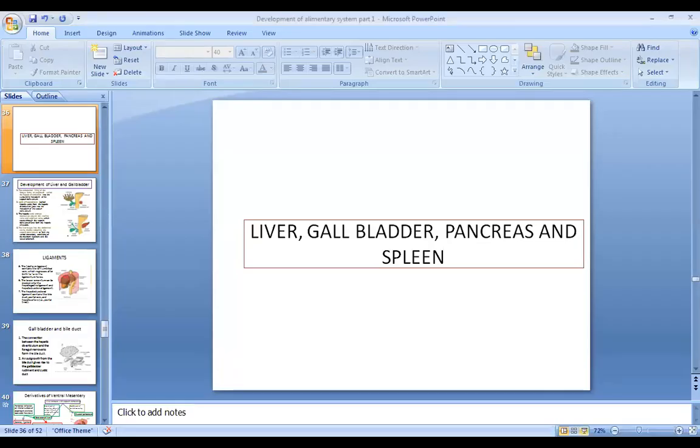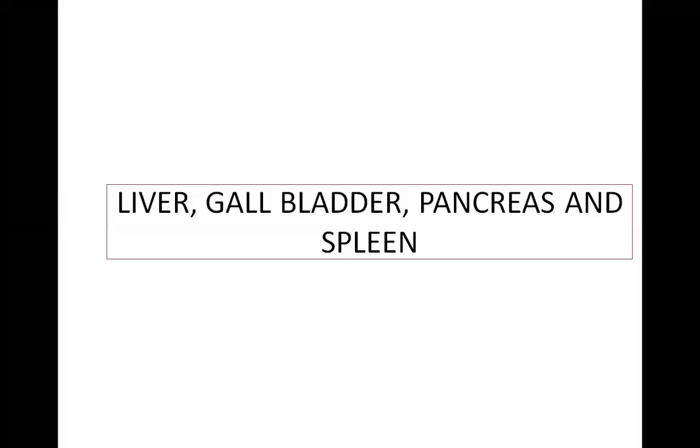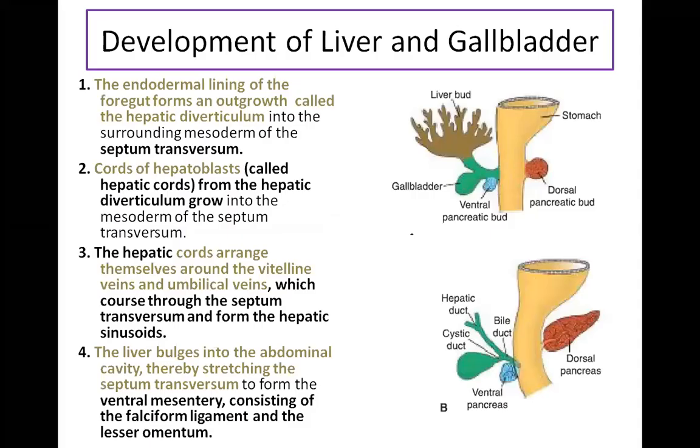We will continue with this session of the development of the foregut. In this section, we will be dealing with the development of liver, gallbladder, pancreas, and spleen. So, firstly, is the development of the liver and the gallbladder.